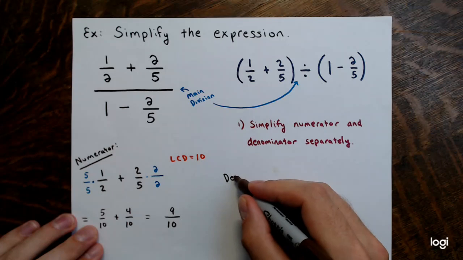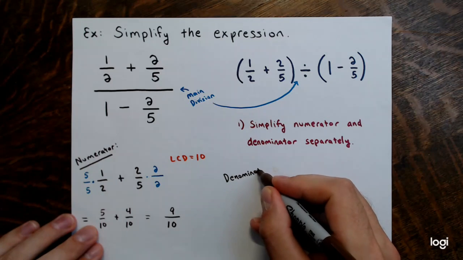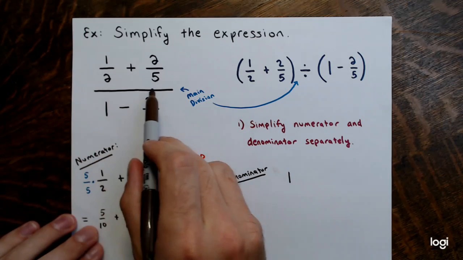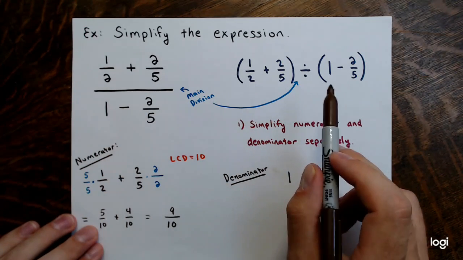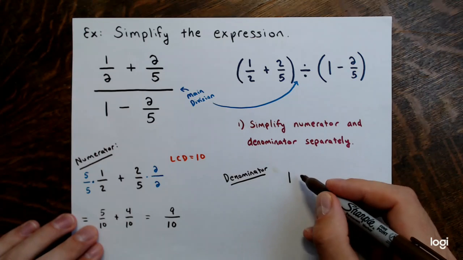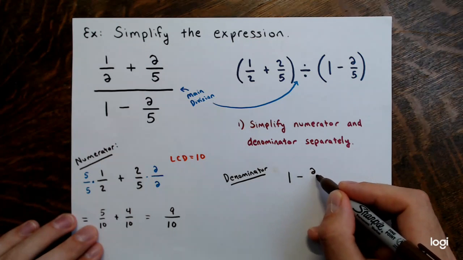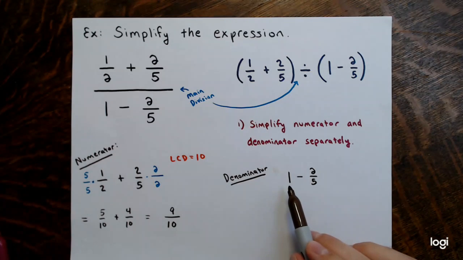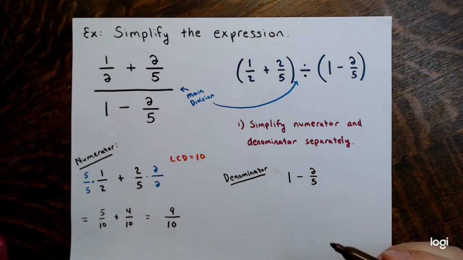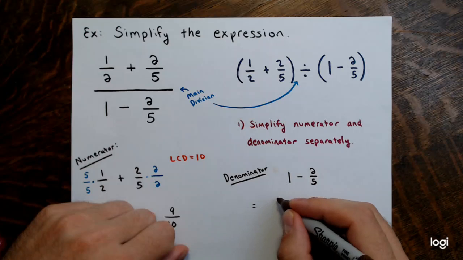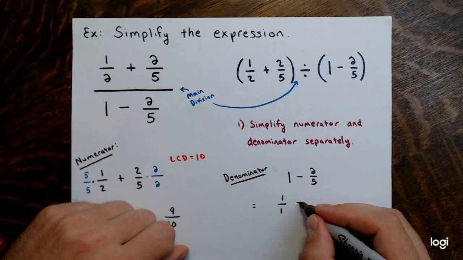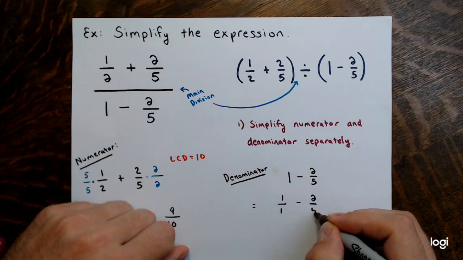This is as simple as that gets, one fraction. Great. And then over here I'll do the denominator. The denominator is all the stuff below the main division bar, so all this, or in the parentheses after the division symbol: 1 minus 2/5. Now recall that if there is no denominator, technically you have a denominator of 1. Anything can be divided by 1. So this is the same thing as 1 over 1, minus 2/5.